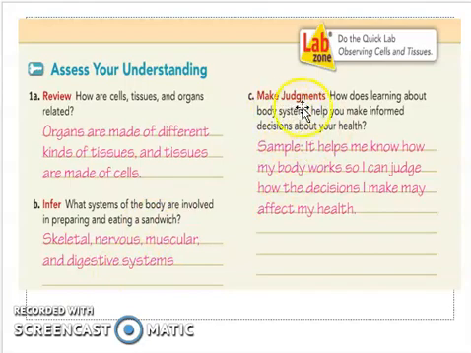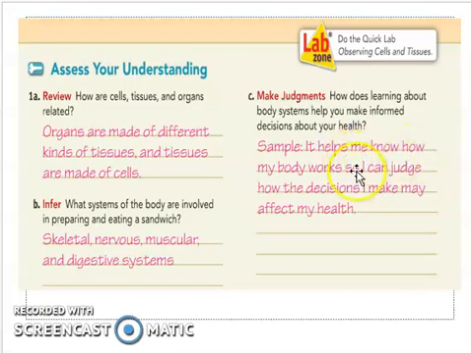Letter C, make a judgment. How does learning about body systems help you make informed decisions about your health? Especially nowadays, girls, knowing your body is very important in our issue today, especially in the coronavirus scenario. Learning about your body is very important. So here is the possible answer.